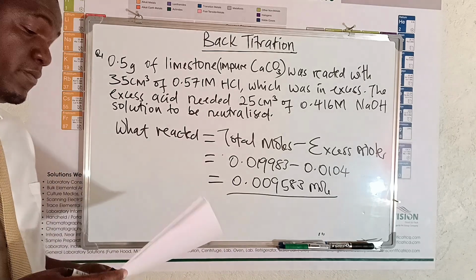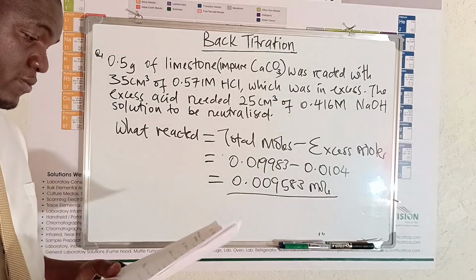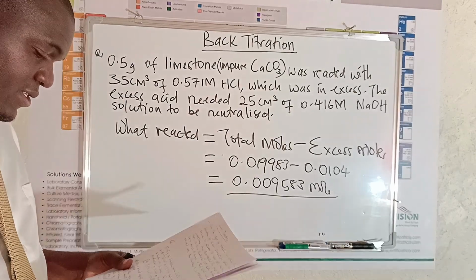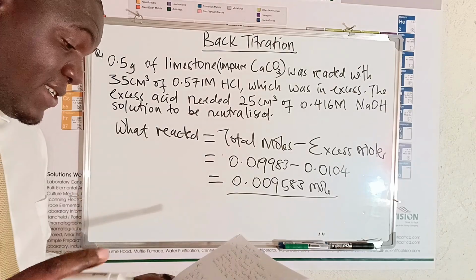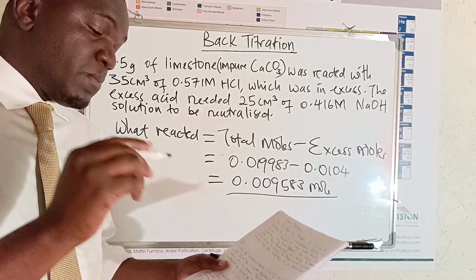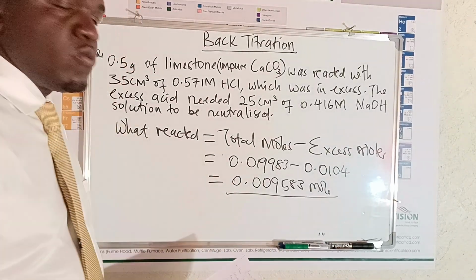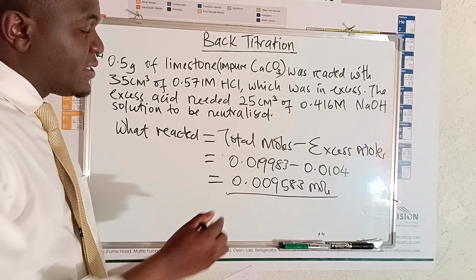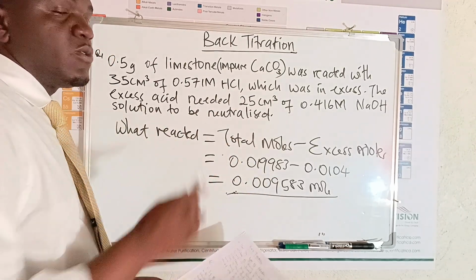Now the next question that we have here, or rather the third question, is: using a balanced chemical equation, find out the moles of calcium carbonate that was present in the limestone. Now we know what reacted with the calcium carbonate. This is the acid that reacted with the calcium carbonate.